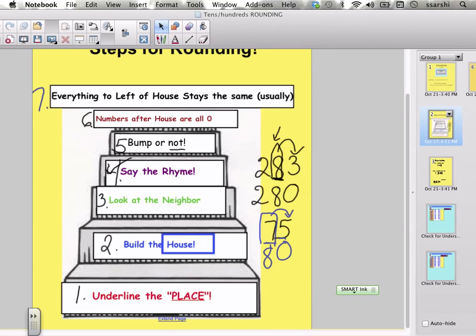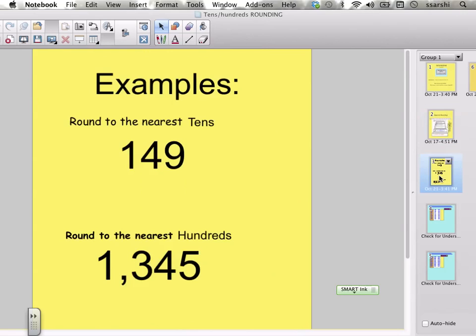So 75 rounded to the nearest 10 would be an 80. So let's look at another couple of examples here. I'm rounding to the nearest 10, 149. I underline the digit in the tens place. I build the house. I look at my neighbor. I say the rhyme. 5 or above, give it a shove.